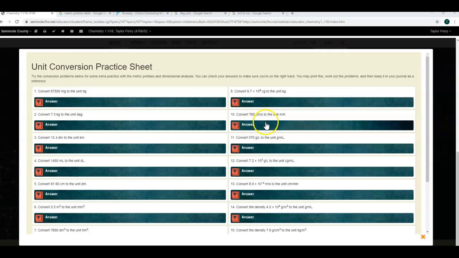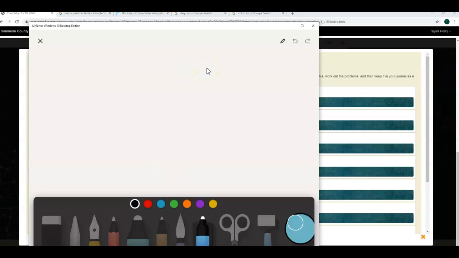Okay, so let's look at number 10 here. Convert 780 centimeters per second to the unit meters per hour. All right, so this one might be a little bit tricky because it looks like we have a lot of units of measurement we have to work with. But let's just set it up like we would any question. Let's start with the information we're given and write it down. We have 780 centimeters per second.